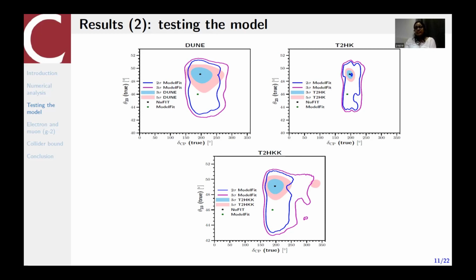In the plot I have shown the 2 sigma and 3 sigma of the model fit, as well as the DUNE 3 sigma and 5 sigma of the experiment. From the figure we can see that DUNE has a very big allowed parameter space for the 2 sigma as well as 3 sigma model fit, but T2HK has a very small range of allowed parameter space for the 2 sigma and 3 sigma model fit. Similarly, T2HKK has a very big allowed parameter space for the 2 sigma and 3 sigma model fit, obviously compared to T2HK. As a whole, we can have one conclusion from that result, which is given in the next slide. Can you please go to the next slide?